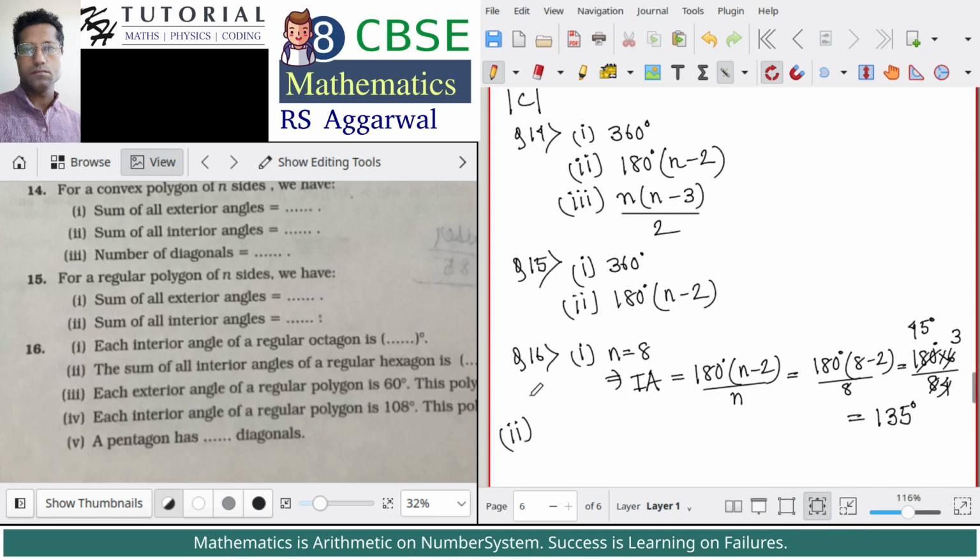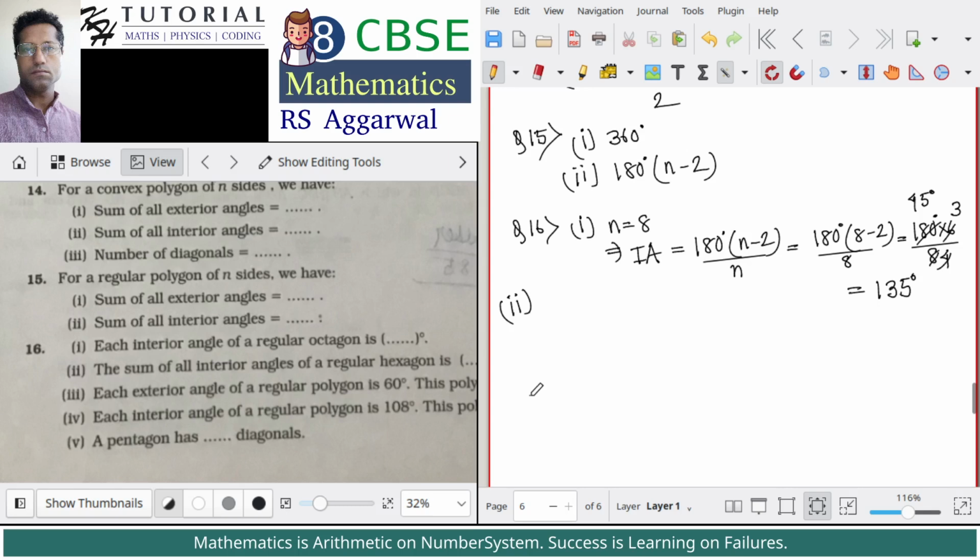Part 2. The sum of all interior angles of a regular hexagon. For a regular hexagon, n is equal to 6. So, sum of all interior angles, abbreviated as SOI, will be equal to 180 degrees multiplied by n minus 2, which is the formula for the sum of all interior angles of a convex polygon of n sides.